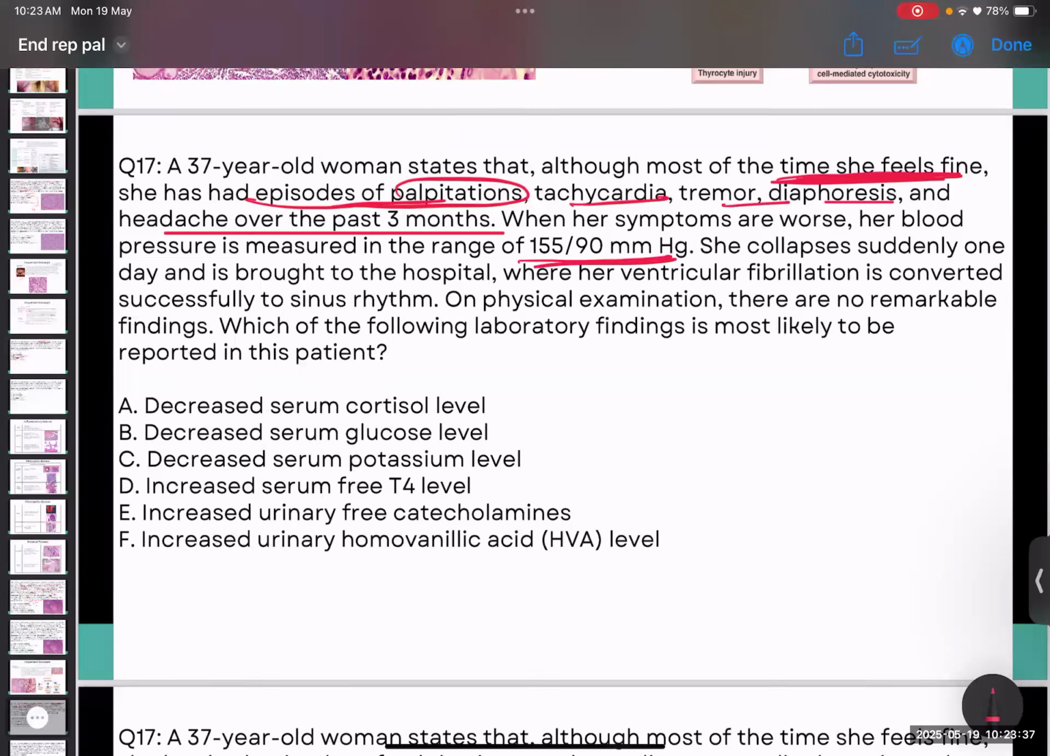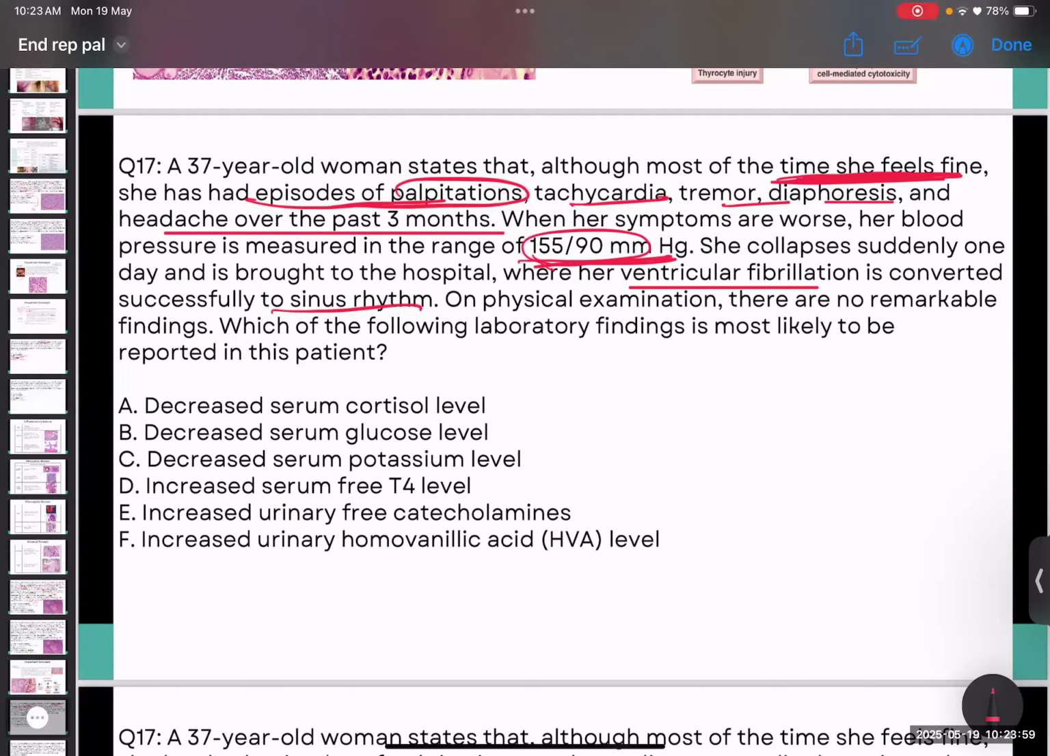She collapses suddenly one day and is brought to the hospital where she has ventricular fibrillation, and that is converted to sinus rhythm. On physical exam, there are no remarkable findings. Which of the following lab findings is most likely to be reported? So she has relapsing and remitting symptoms of palpitations, tachycardia, tremor, diaphoresis. She also has very high blood pressure.